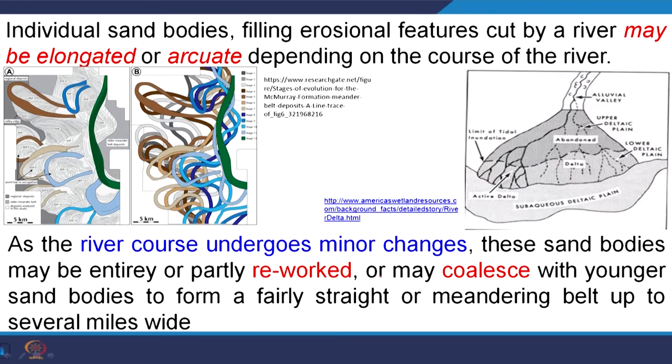Individual sand bodies filling an erosional surface cut by a river may be elongated or arcuate depending upon the course of the river. In the upper reaches, it is simply a straight line or sinuous depending upon the individual channels. But in this particular figure, there are a number of meanders cross-cutting each other and finally forming a channel belt. As the river course undergoes minor changes, these sand bodies may be entirely or partly reworked and may coalesce with younger sand bodies to form fairly straight or meandering belts up to several miles wide. So depending upon the process involved and the frequency of lateral as well as vertical changes, the sand body geometry depends totally on it.